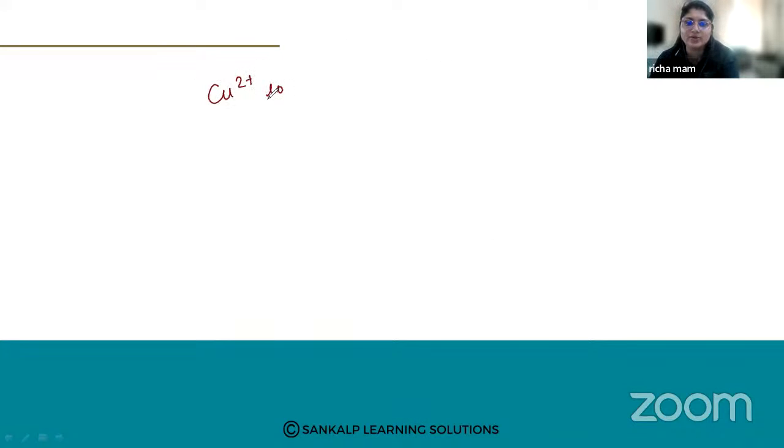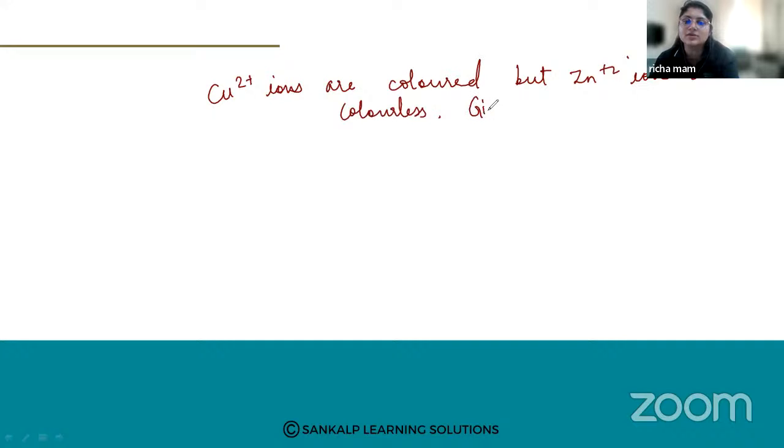Copper plus 2 ions are colored, but Zn plus 2 ions are colorless. Give reason. Yes, students, give reason. Again, a 2-mark question.